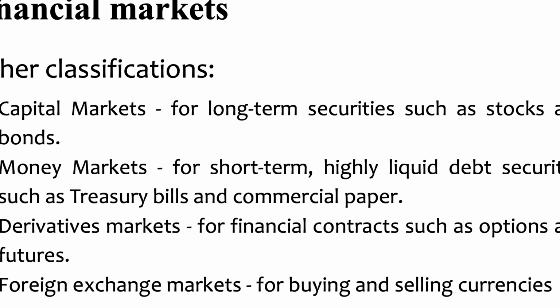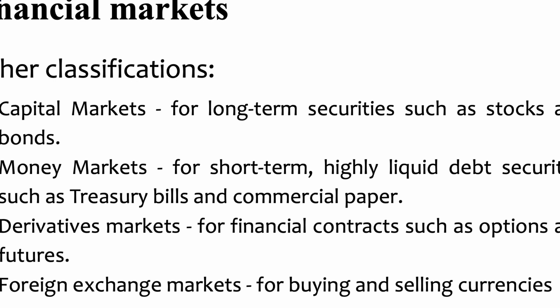Then we have other classifications. We can look at the financial market in terms of the capital market, that is the capital market for raising long-term securities. If a firm wants to sell stock or bonds, it is accessing the capital market. It can be the money market, that is for short-term, highly liquid debt securities. So treasury bills and commercial paper are sold in the money market.